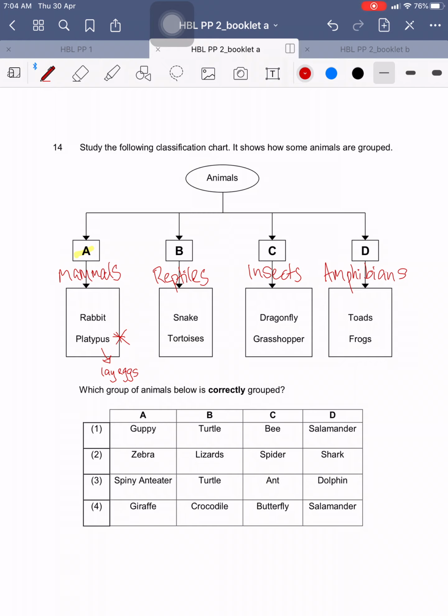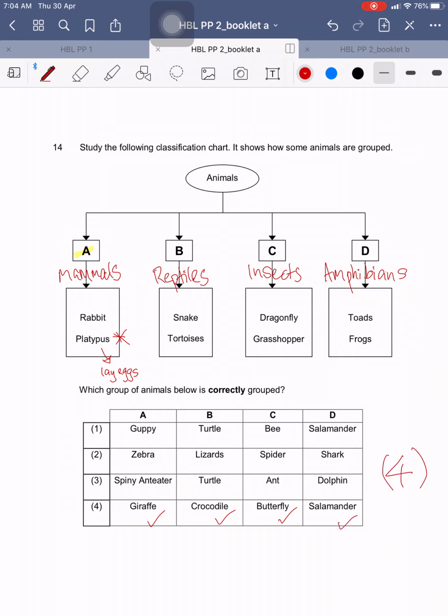So which of the group of animals below is correctly grouped? For group A, they are mammals, so we have a giraffe. Giraffe is a mammal. Now for group B, reptile. Crocodile is a reptile. Group C, insect. Butterfly is an insect. And group D, salamander is an amphibian. So the answer will be 4.